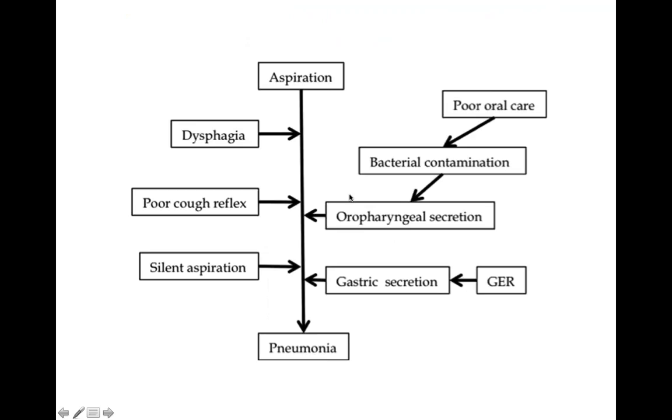So this is the mechanism of aspiration pneumonia, as you can see. Patient has dysphagia, poor cough reflex or aspiration. GERD can also lead to pneumonia. So next we come to lung abscess.